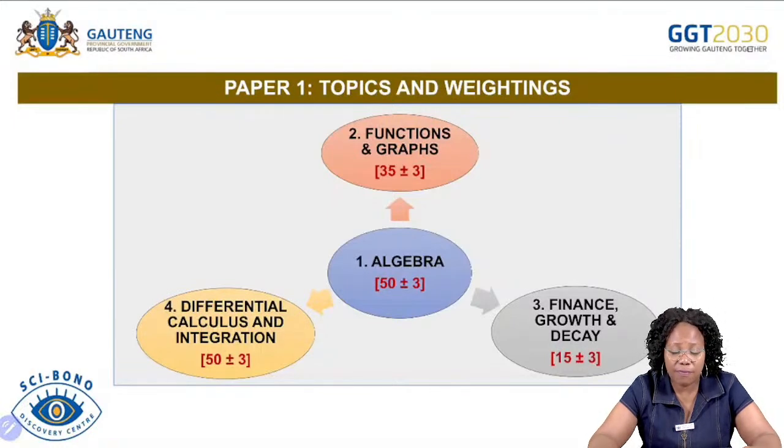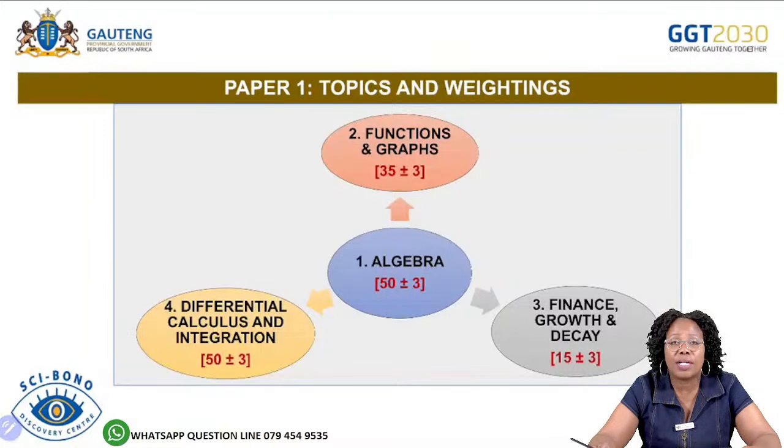Under paper 1, we have the first topic, which is algebra, and the weighting for that topic on your question paper will be 50 plus minus 3 marks, followed by functions and graphs, which are worth 35 plus minus 3 marks, and thirdly finance, growth and decay, which is 15 plus minus 3 marks. Lastly we have differential calculus together with integration, worth 50 plus minus 3 marks.